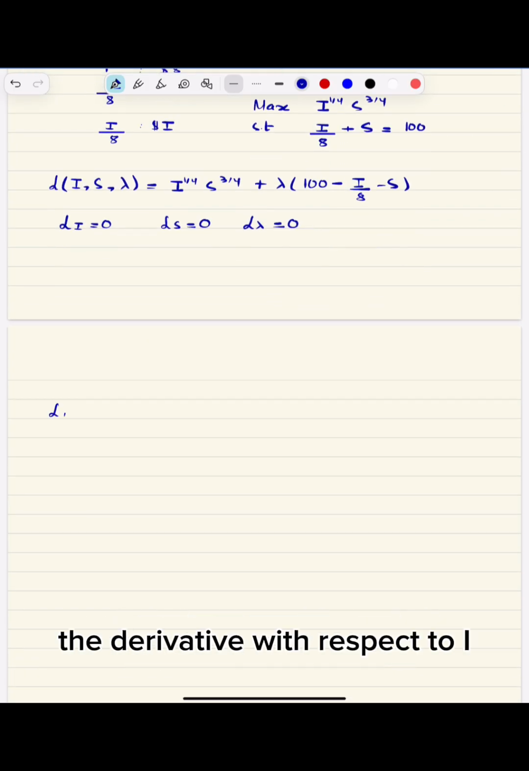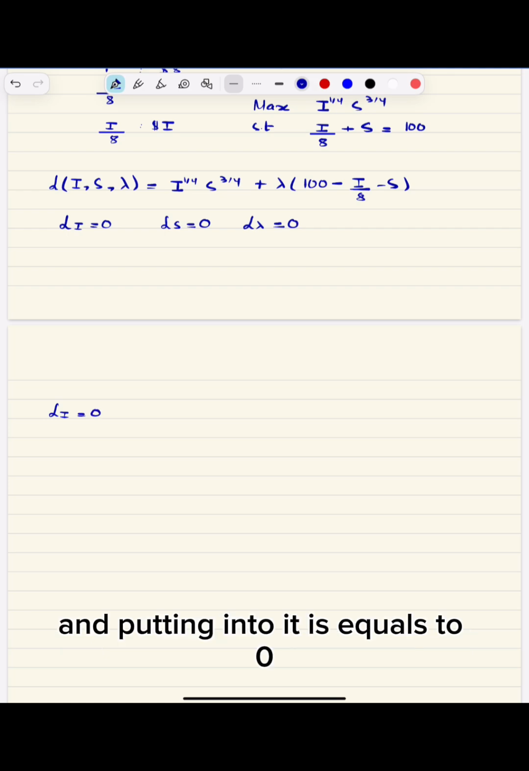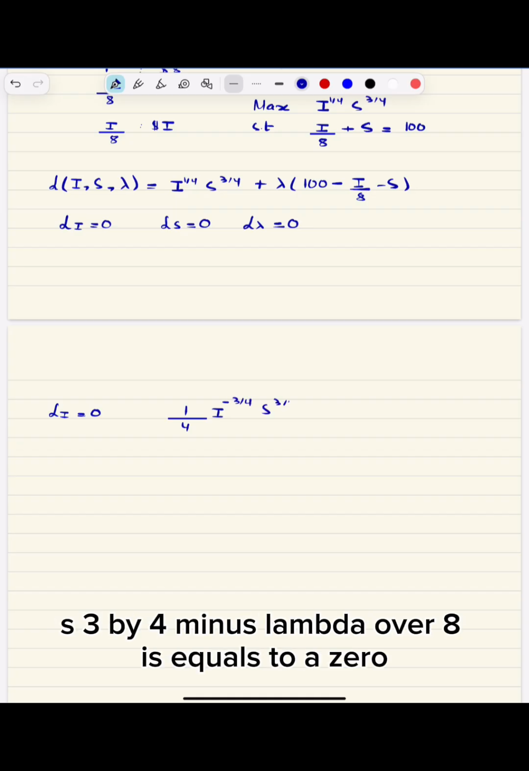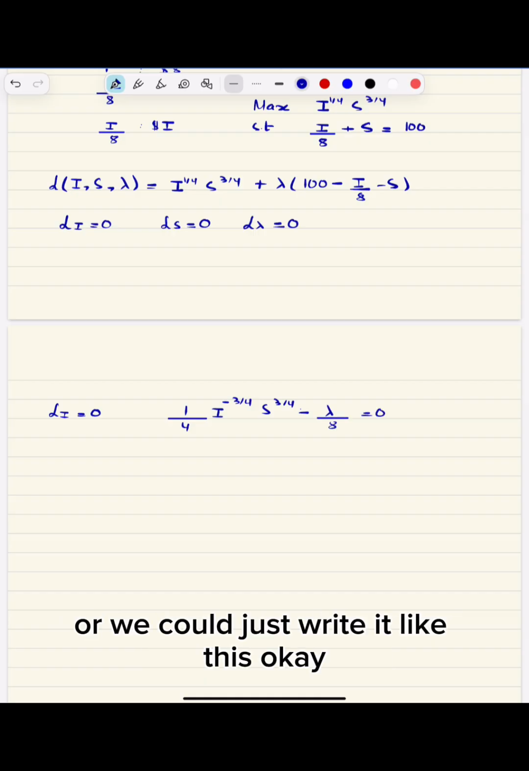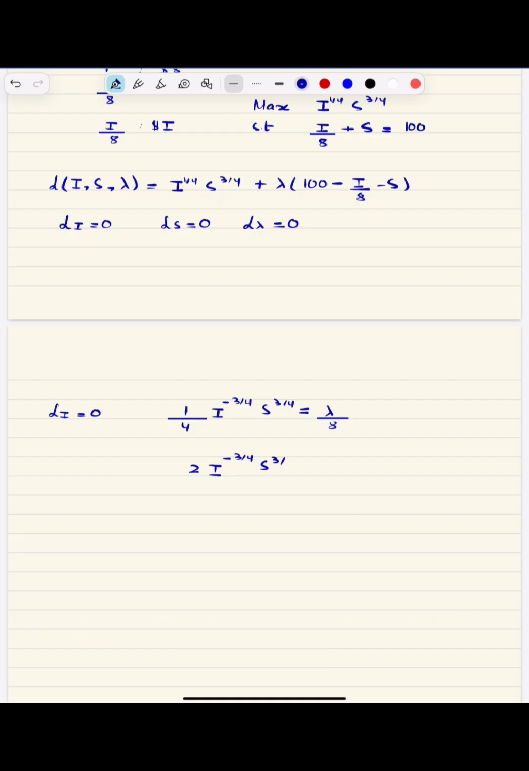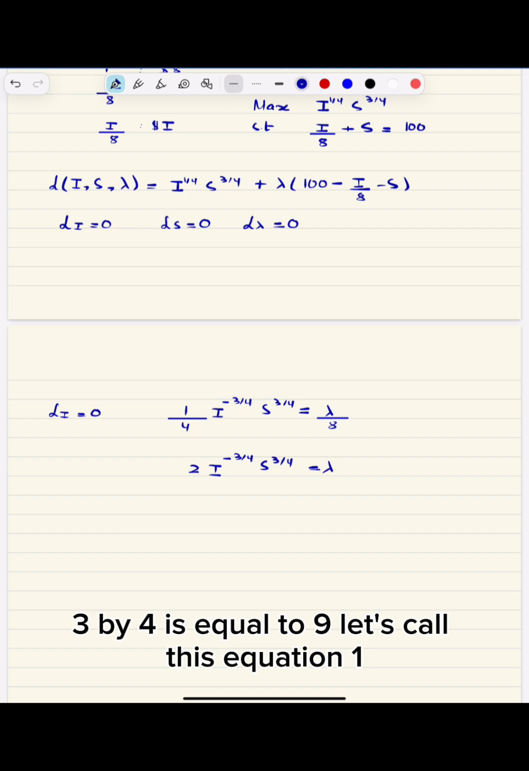The derivative with respect to I, putting it equal to 0, will give us 1 by 4 I power minus 3 by 4 S power 3 by 4 minus lambda over 8 is equal to 0, or we could just write it like this. Which becomes 2 into I power minus 3 by 4 S power 3 by 4 is equal to lambda. Let's call this equation 1.